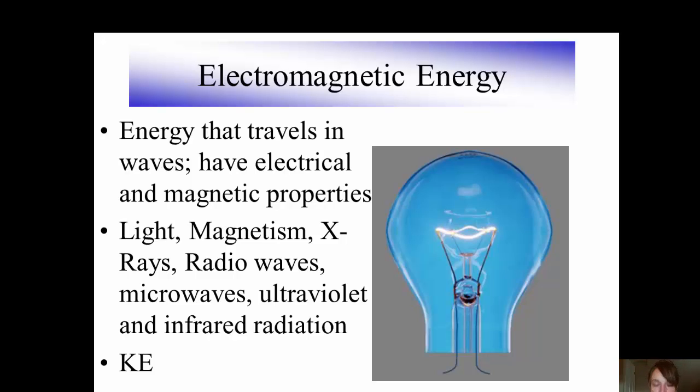The examples, like I said, are light. We also have magnetism, X-rays, so you can check to see if you broke your arm or your leg or anything else. We also have radio waves, so you can hear the latest songs on the radio, microwaves heat up your food, ultraviolet and infrared radiation. Those are all forms of electromagnetic energy. Because that energy is traveling, it's traveling in waves, right? So those waves are still movement, so it still means it's a form of kinetic energy. So electromagnetic is kinetic.